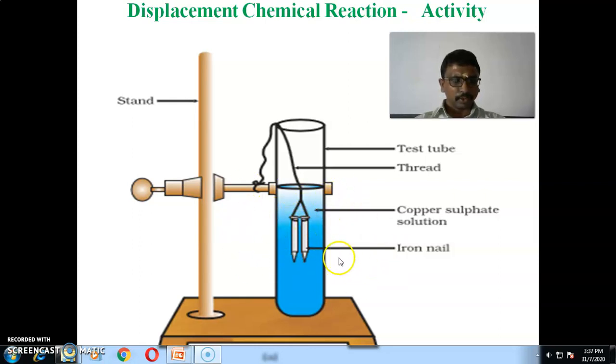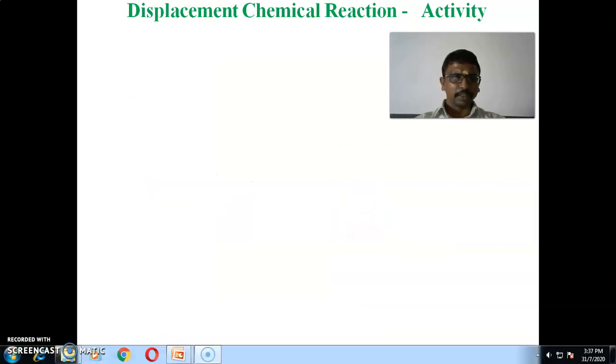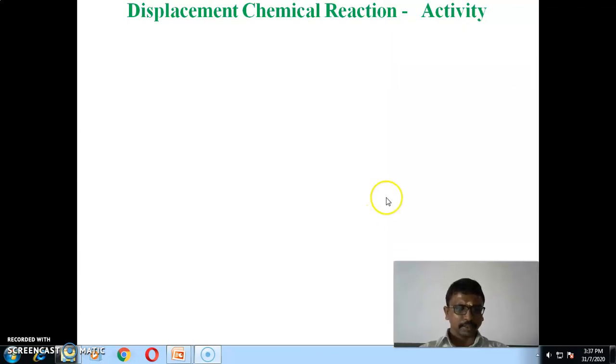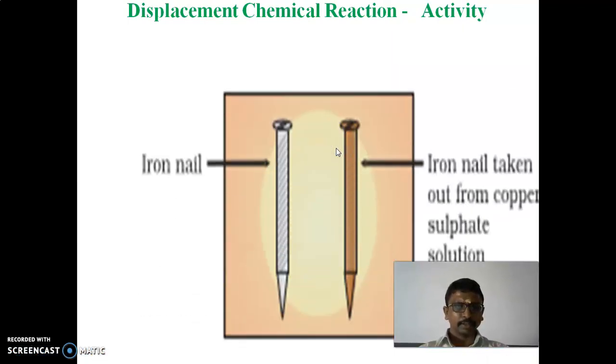After 20 minutes, what will happen, children? You can see here. After 20 minutes, the iron nail is in which state? It is in the solid state. The iron nail is dipped in the copper sulfate solution. Copper sulfate, CuSO4, is in the aqueous state. You can see now the color of the copper sulfate is blue.